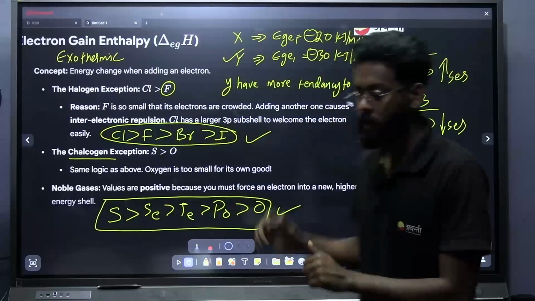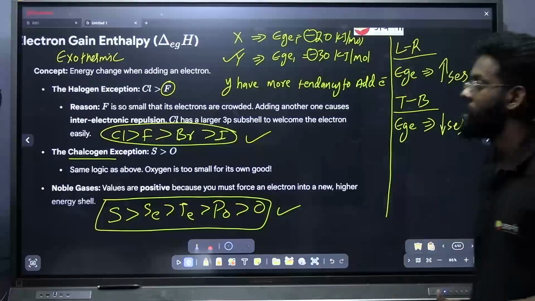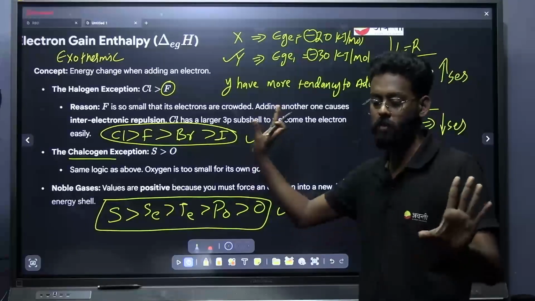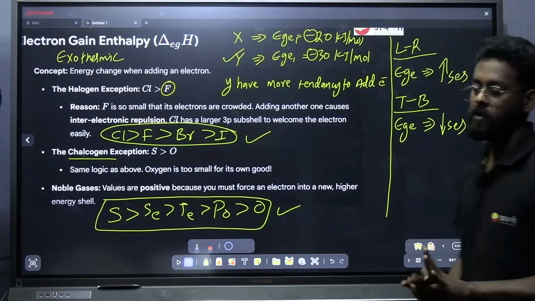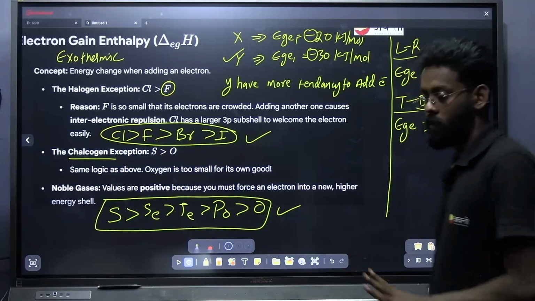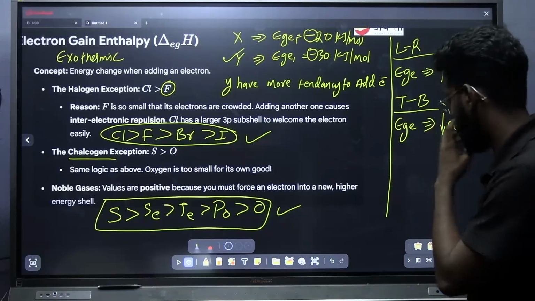Are you done taking note of these things? If that is the case, we can move. This is the short idea about electron gain enthalpy and the important exceptions. Hope everyone understood this, and now we can move.